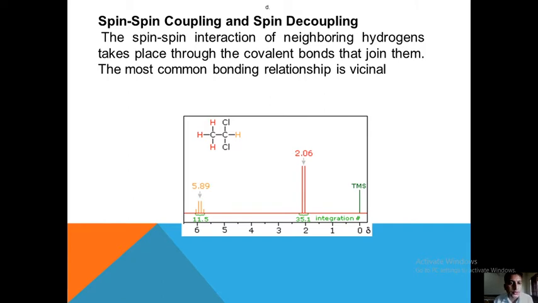Now we are going to learn about a new topic, spin-spin coupling and spin decoupling. The spin interaction of neighboring hydrogens takes place through the covalent bonds that join them. The most common bonding relation is vicinal coupling. In this case, a neighboring proton having plus 1/2 spin shifts the resonance frequency of the proton being observed to a slightly higher value, that is, near about 7 Hz.